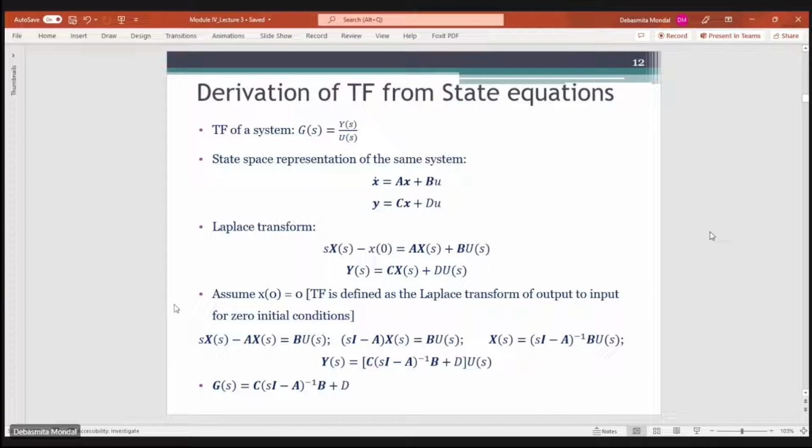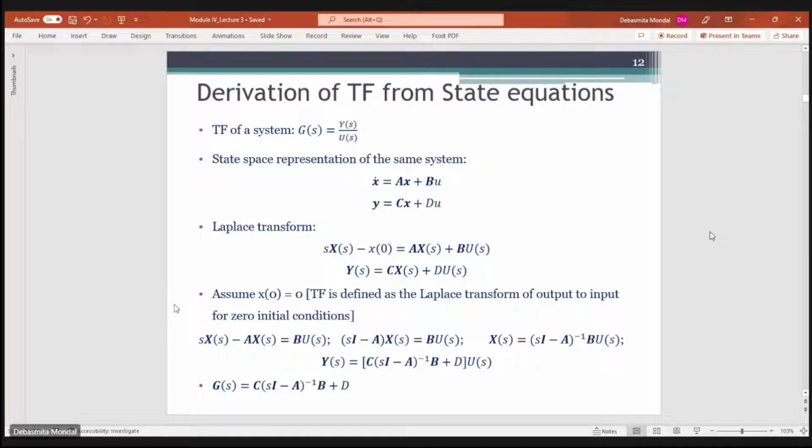So now till now we have seen how to write a state equation given a proper physical system. From a physical system you write the differential equations, and from the differential equations you write the state equations. Similarly, if you have been given a block diagram, from the block diagram you can find out the corresponding state space model of the system.